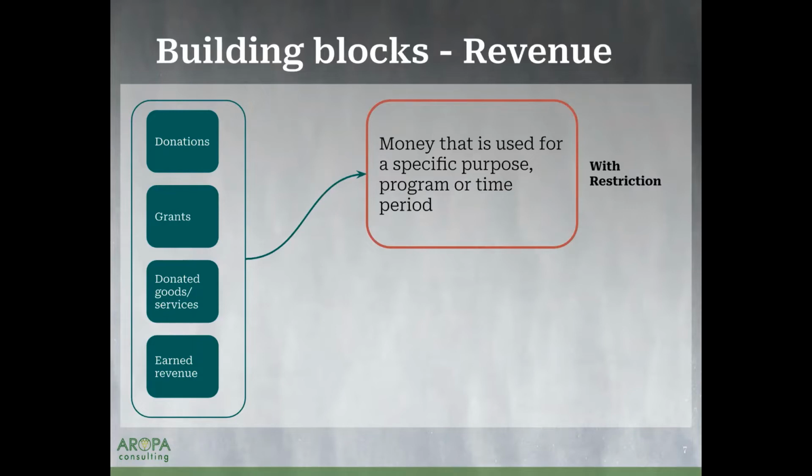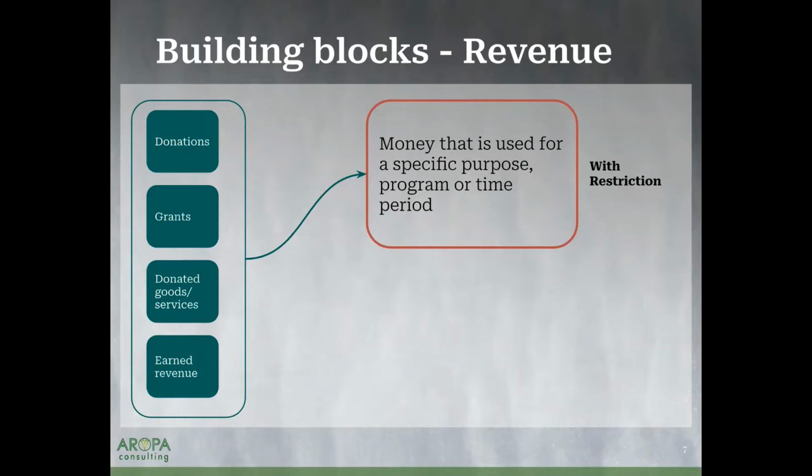And in simple terms, a donation with restriction is money that is used for a specific purpose, program, or time period. Great example, I'm giving you a donation. I'm really, really passionate about saving animals. So I'm donating my money to the local Humane Society. And I specifically want that money to go towards cat rehabilitation and cat expenses. That is a restricted donation. That means that I've told the local Humane Society, I'm giving you this money, but for this very specific purpose.